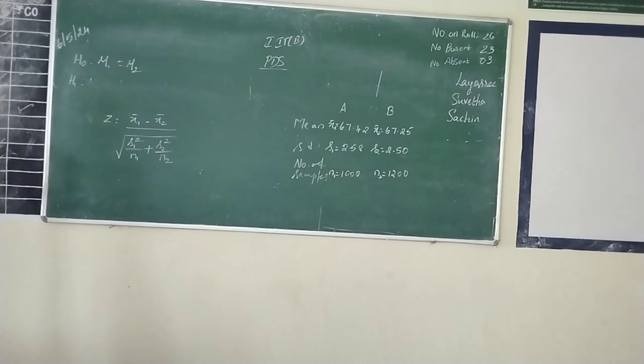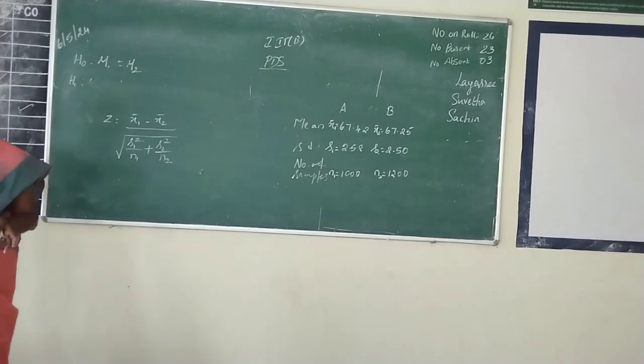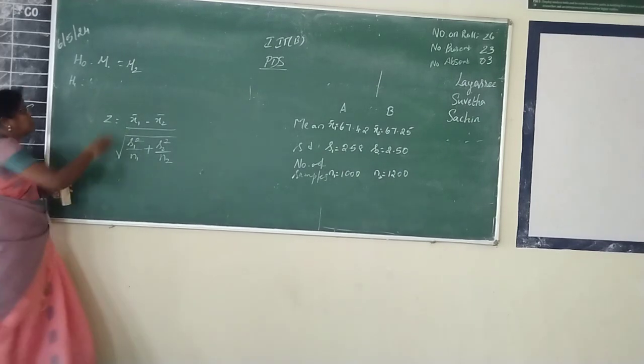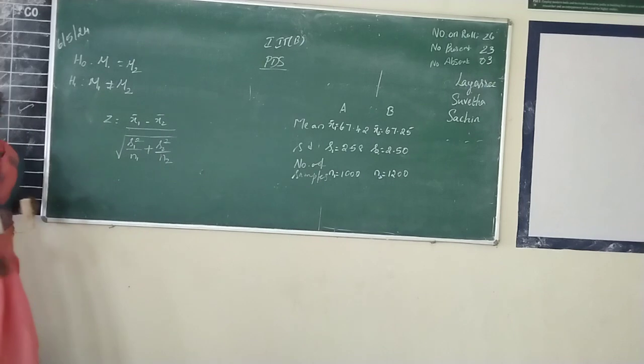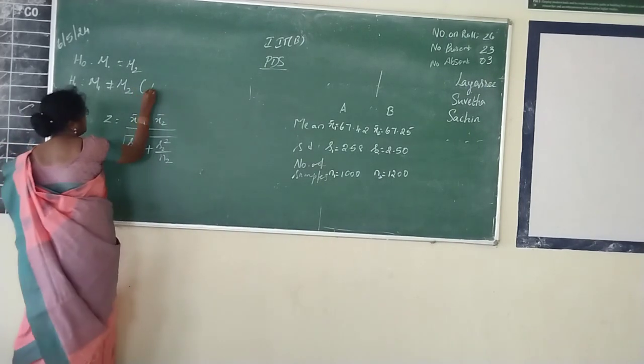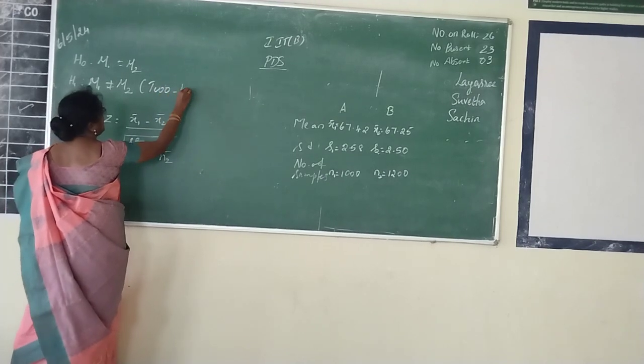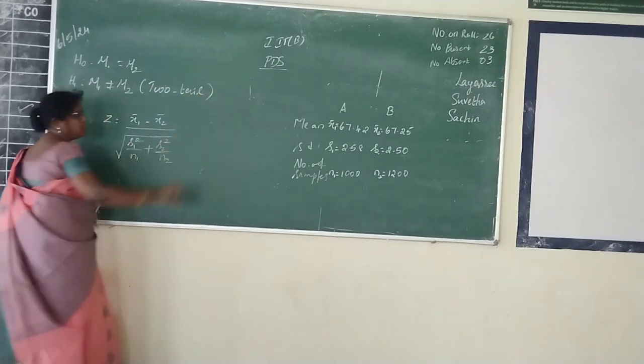We are asked to check whether it is significant or not, so we don't bother which is greater or lesser. So we are going to assume mu1 not equal to mu2. What type of test, one-tailed or two-tailed? Two-tailed. Mention it so that we can easily identify the table value.